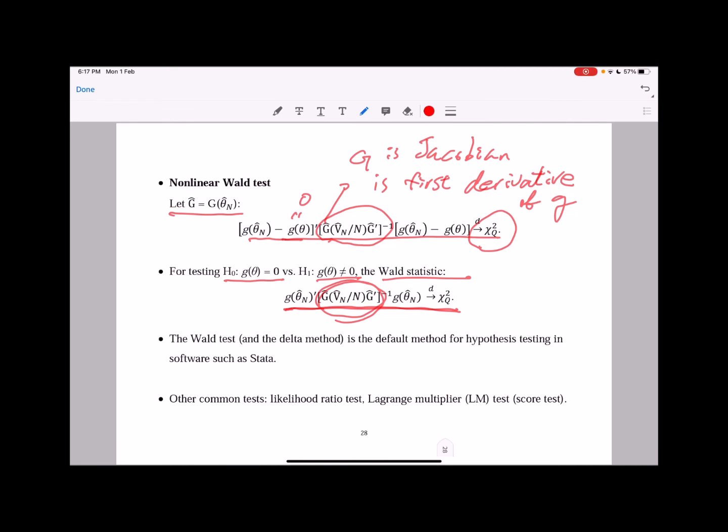So in fact, the Wald test and the delta method is the default method for hypothesis testing in software like Stata. There are other common tests we will see later in the second part of the lecture, like the likelihood ratio test or the LM test, the Lagrange multiplier test, which is also called the score test.